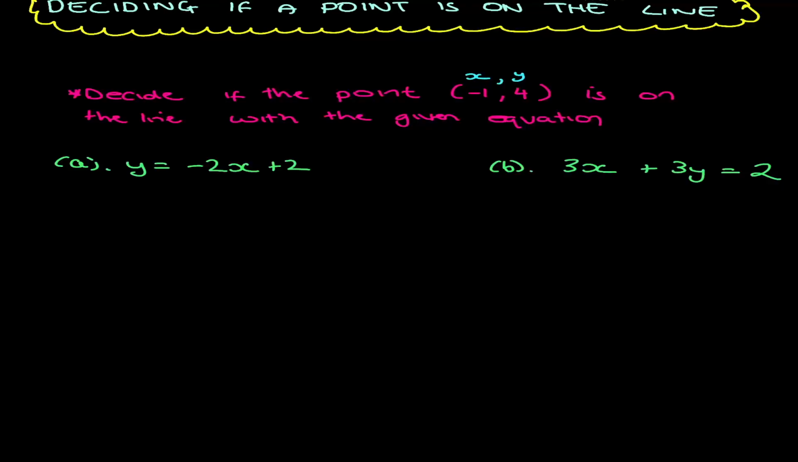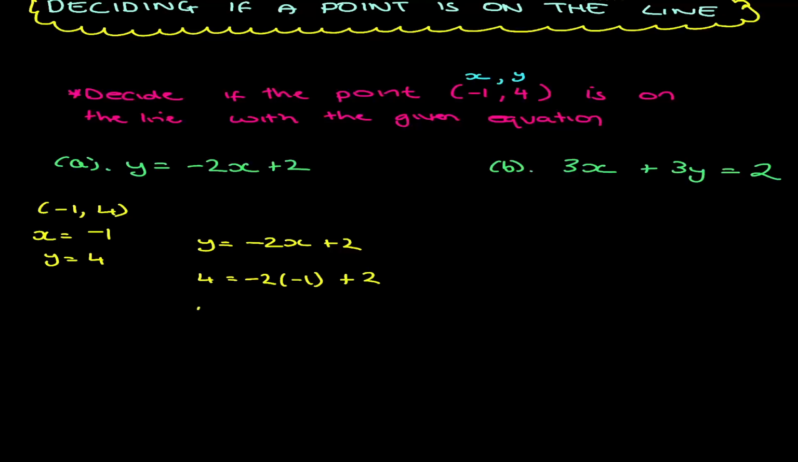So the point, remember, is -1, 4. Wherever I see x, I'm going to sub in -1, and wherever I see y, I'm going to sub in the 4. So my first equation is y equals -2x plus 2, and let's sub in the values. Instead of y, I'm going to sub in 4, and instead of x, I'll sub in -1, and let's work this out. So you still have 4 there, -2 times -1 is +2, and then you've just got +2 plus 2, which actually is 4.